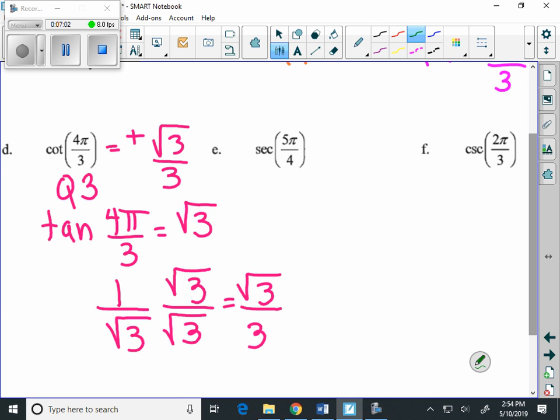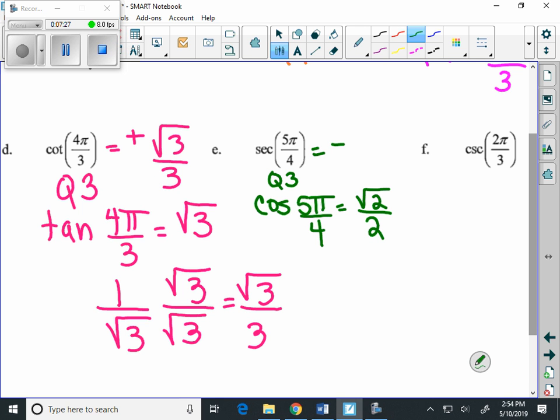It's the same kind of concept here when we get to letter E. The reciprocal of secant is cosine. So we're going to be figuring out the cosine of 5 pi over 4. By the way, the quadrant that we're working in is quadrant 3, and cosine in quadrant 3 is negative. Well, the cosine of 5 pi over 4 is square root of 2 over 2.